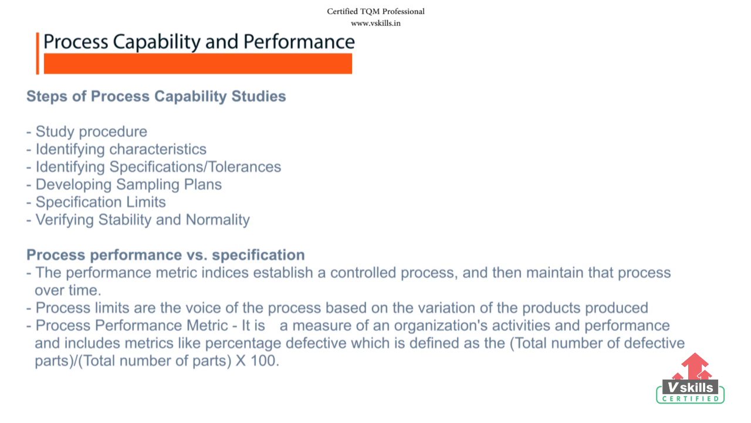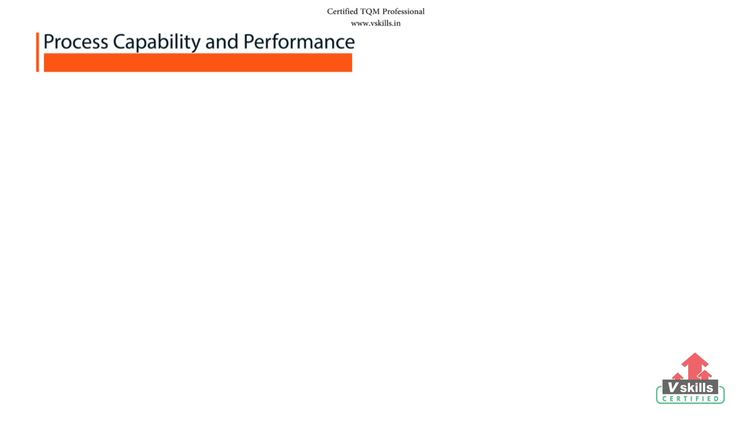Process performance versus specification. The performance metric indices establish a controlled process and then maintain that process over time. Process limits are the voice of the process based on the variation of product produced. Process performance metric is a measure of an organization's activities and performance and includes metrics like percentage defective, which is defined as the total number of defective parts divided by the total number of parts multiplied by 100.